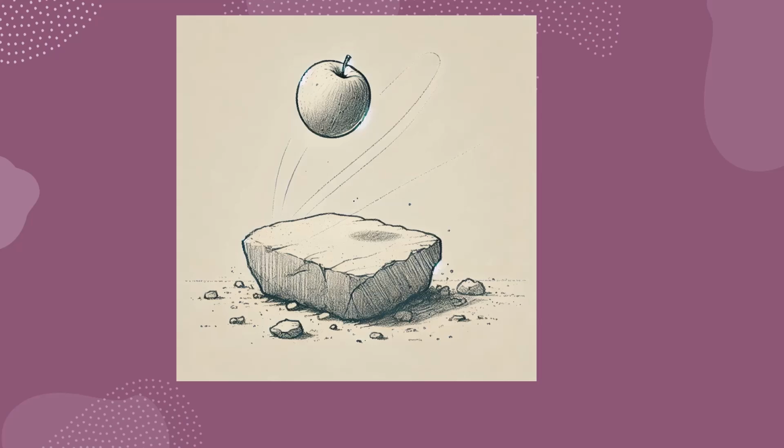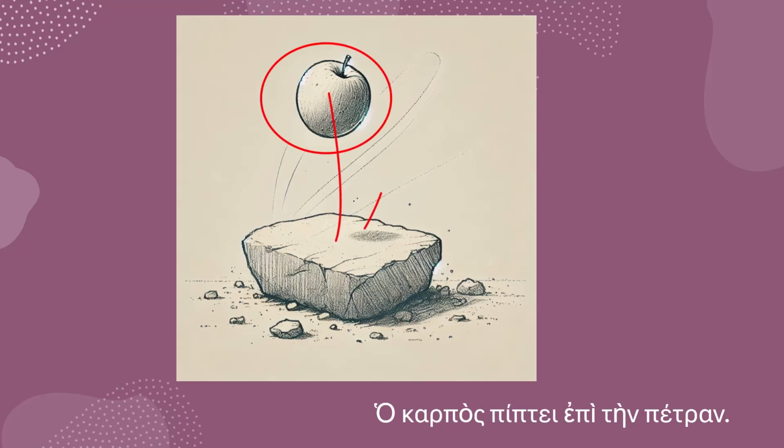Now we're going to go through some images that just manipulate the vocabulary that we've already learned. So maybe look at the image briefly and try to figure out what you think is happening in that image. O karpos pipti epi tin petron.